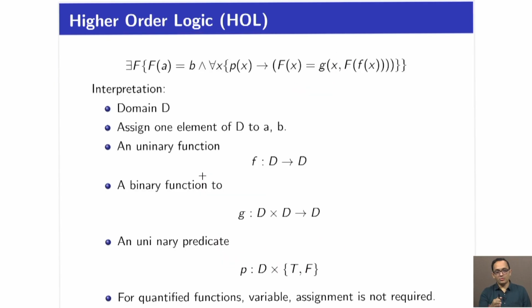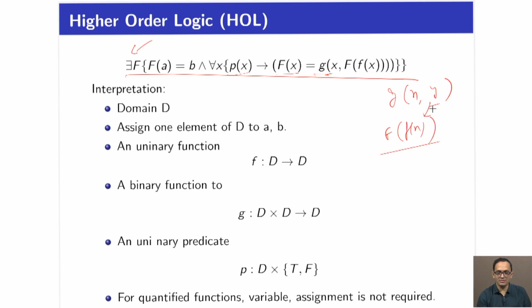I will conclude with one more example with higher order logic. Here I am taking a little bit more complex formula. What I have written here: there exists an f, so this is quantifying f, such that f of a equals b, and for all x, P of x implies f of x equals g of x, f of x. So, g is nothing but a function which will take two values. One of the values is x, the other y is basically f of x, nothing else.